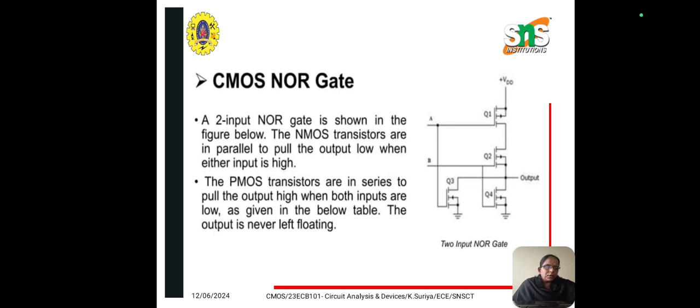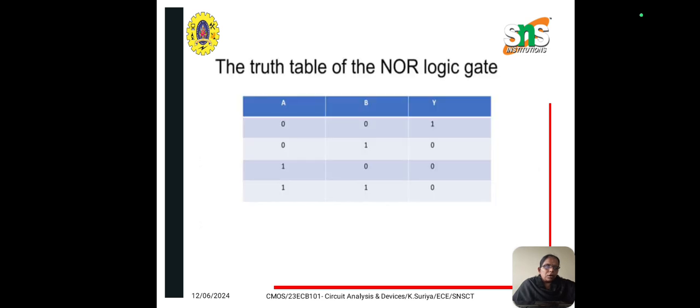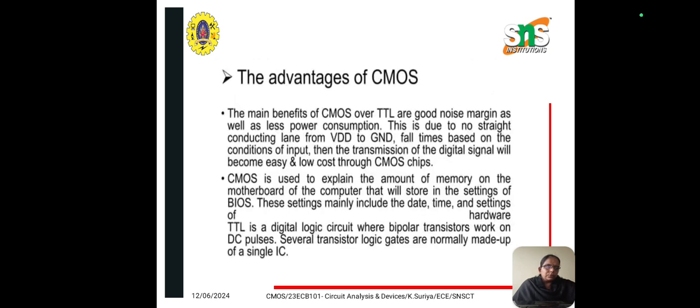Next one is CMOS NOR gate. A 2 input NOR gate is shown in the figure. The NMOS transistors are in parallel to pull the output low when either input is high. The PMOS transistors are in series to pull the output high when both inputs are low, as given in the table. The output is never left floating. So here also 0, 0, 0, 1, 1, 0, 1, 1. The output will be 1 only when the input is 0, 0.